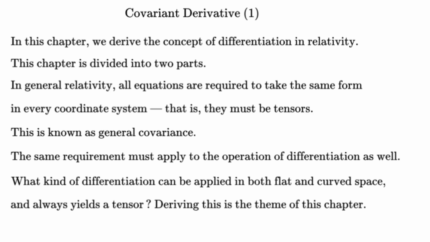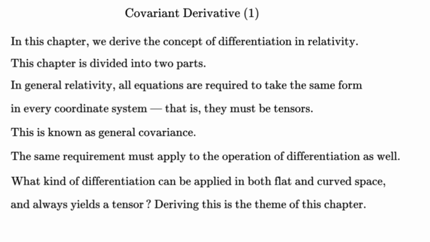Covariant derivative 1. In this chapter, we derive the concept of differentiation in relativity. This chapter is divided into two parts. In general relativity, all equations are required to take the same form in every coordinate system. That is, they must be tensors.